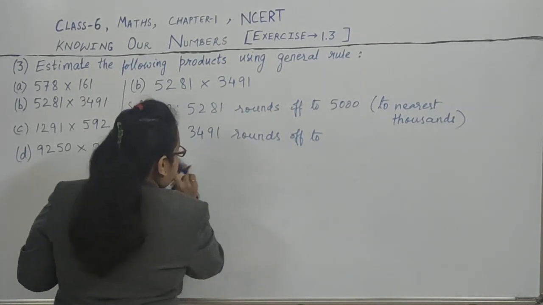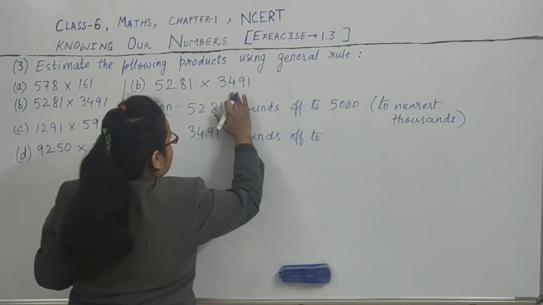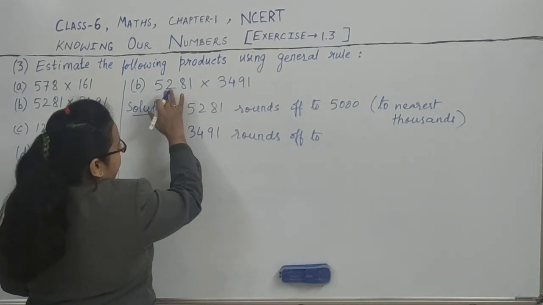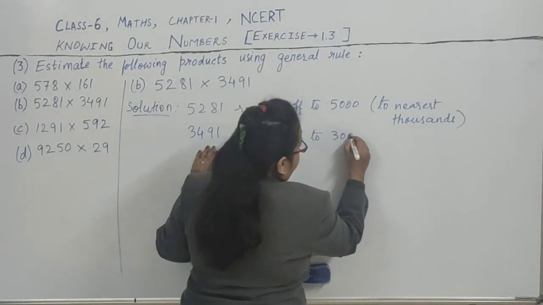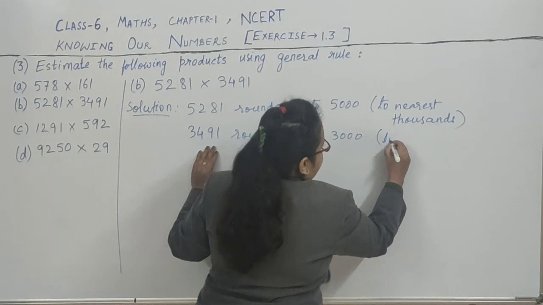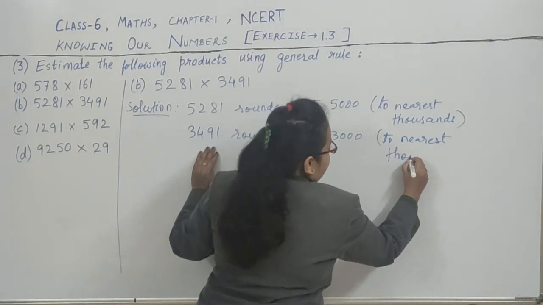Why are we rounding off to the nearest thousands? Because the greatest place for this number is thousands, and the greatest place for this number is also thousands. So this rounds off to 3000. Okay, this to the nearest thousands.